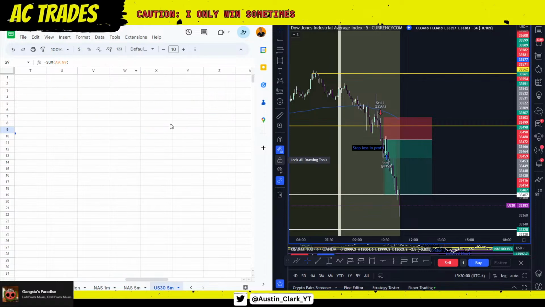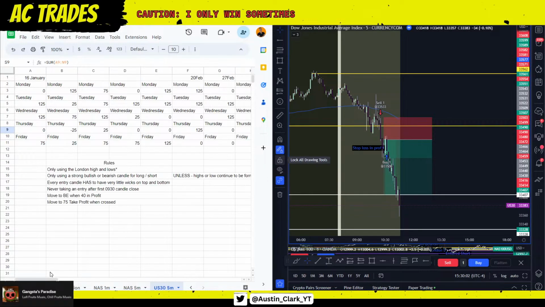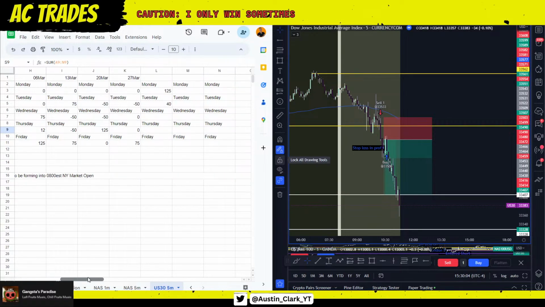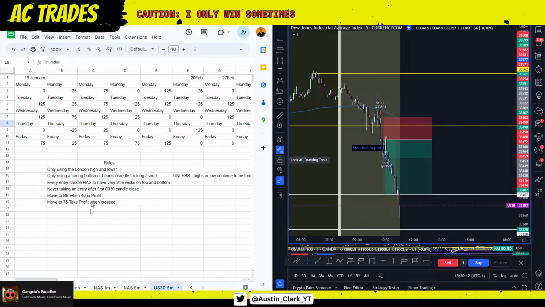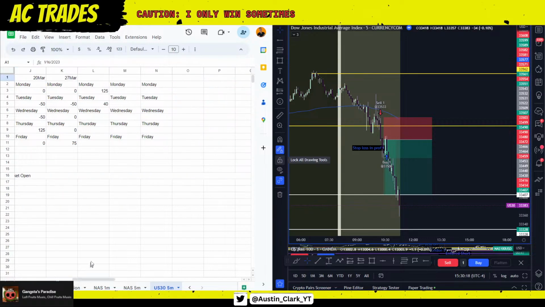And this one's been by far the best. I don't think it's had a losing week, other than maybe this rough week right here, but it still ended in the positive. I started on the 16th of January, so this backtesting is going to be very extensive compared to the NAS one, which started on the 3rd of April.